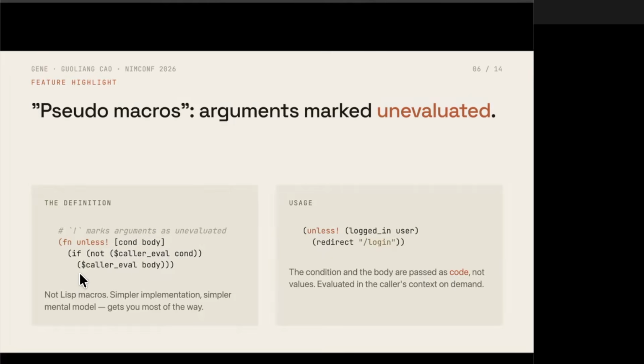This is not a Lisp macro, but it has a simpler implementation and a simpler mental model. And it gets you most of the way of what a macro can do. On the right side is how this pseudo macro is used. You just call it like other functions. But as you can see the bang, you know this is not evaluated here. This is also not evaluated here. This will be evaluated by this macro based on its logic.